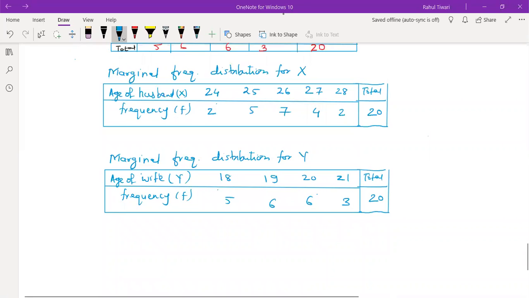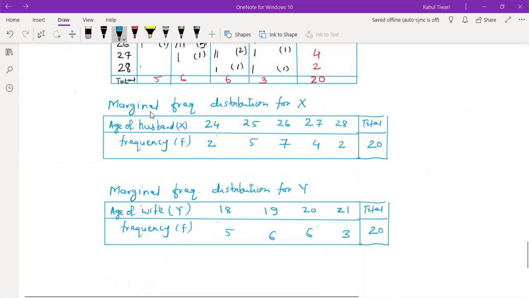Is my screen shared? Can you see my screen? Yes, sir. Yes, sir, it is visible.